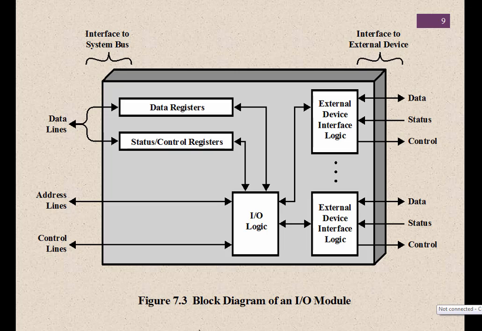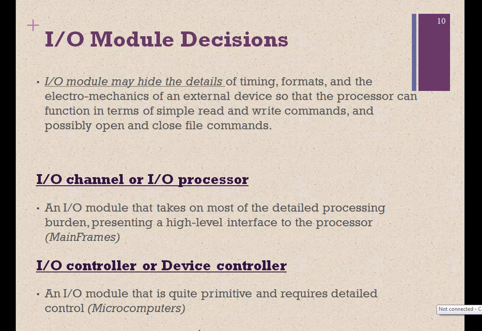This is the block diagram in which all previous blocks are mentioned, like data registers and control registers. These are controlled using data lines. External device interfacing covers their data, status, and control. The external device interface logic and IO logic are controlled by control lines, and also communicate using address lines.